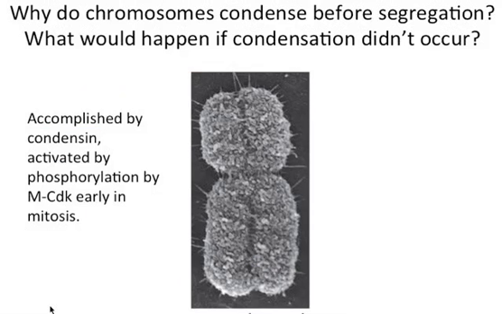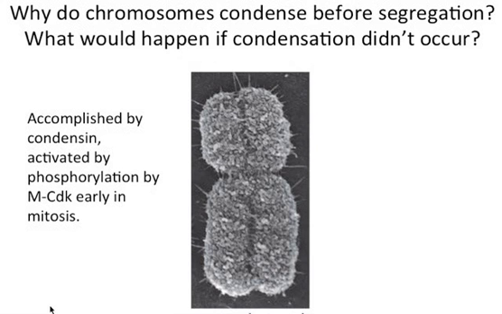Okay, so MCDK. Whenever I tell you a kinase is being activated, you need to ask yourself what's being phosphorylated. Who cares if a kinase is being activated if you don't know what's being phosphorylated? So things to think about. What happens early in mitosis? Chromosomes condense. Does everyone remember that from every class you've ever taken in this building, probably?